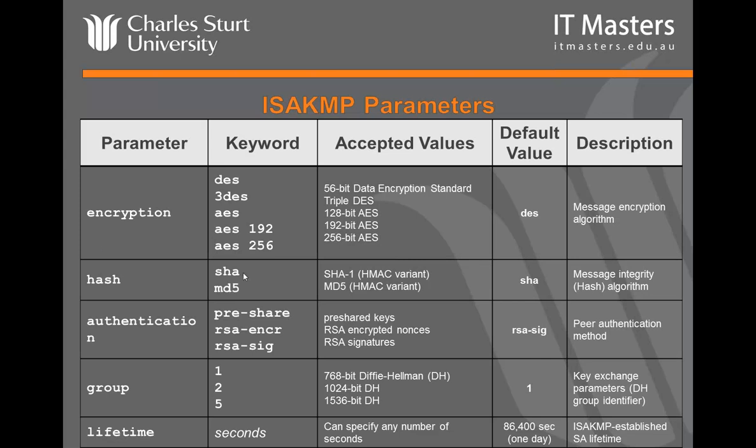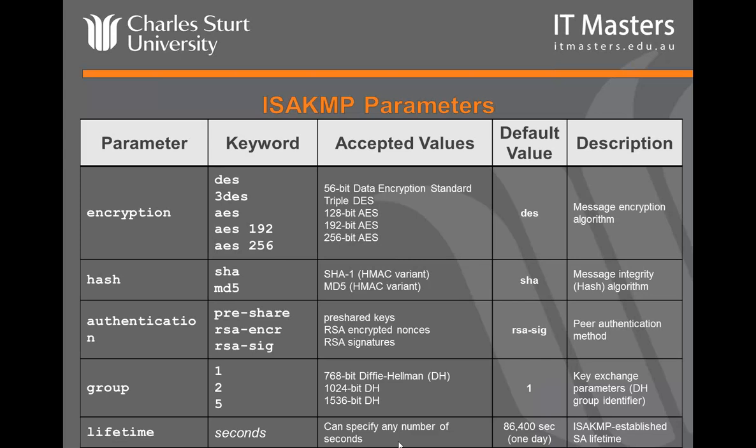So hashing, we've got values of SHA or MD5. SHA is the default. Authentication, we can use pre-shared, RSA encryption, so encrypted nonces, or RSA signatures. This is your peer authentication method. For our Diffie-Hellman key exchange, we can use groups 1, 2, or 5. So 768-bit Diffie-Hellman, 1024-bit Diffie-Hellman, 1536-bit Diffie-Hellman. By default we use 768-bit Diffie-Hellman.